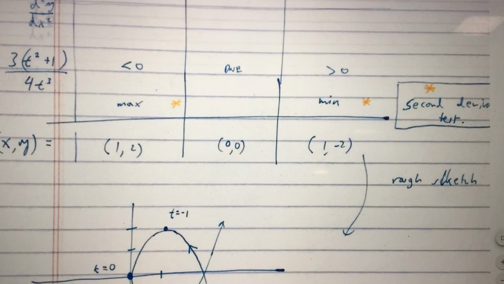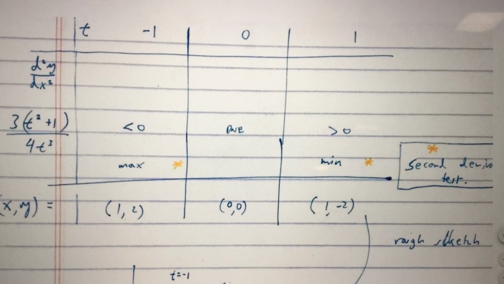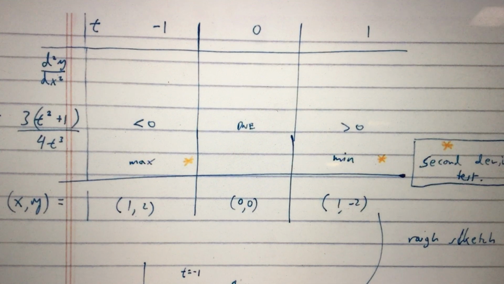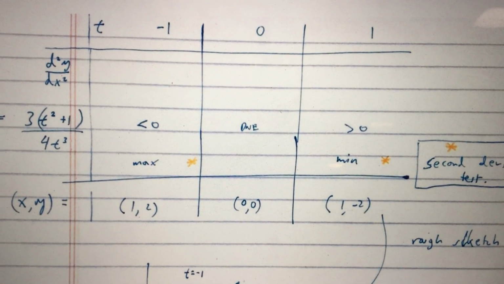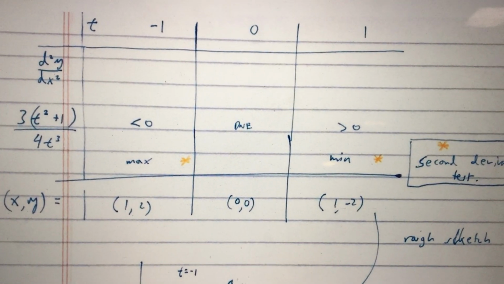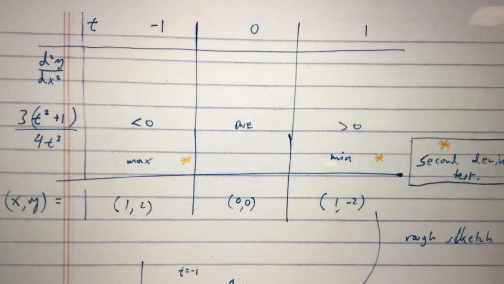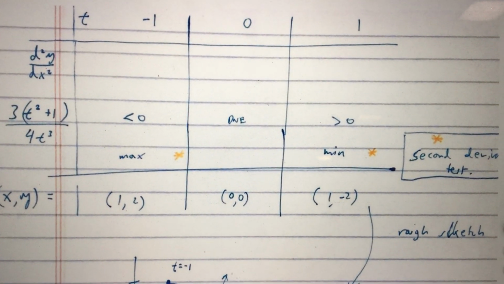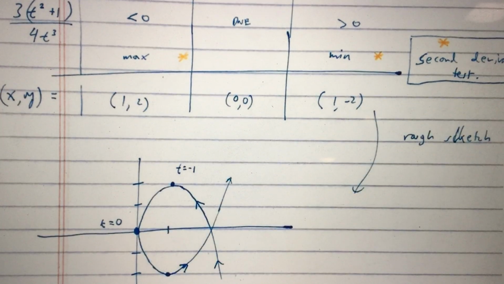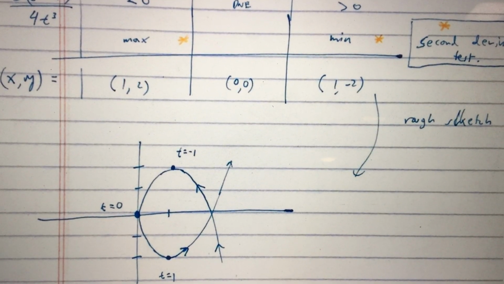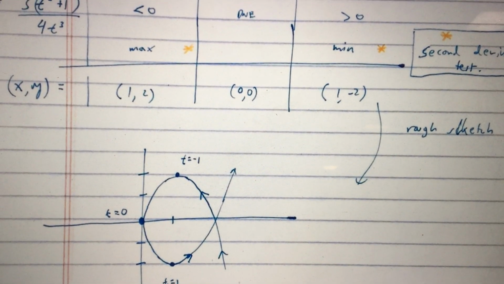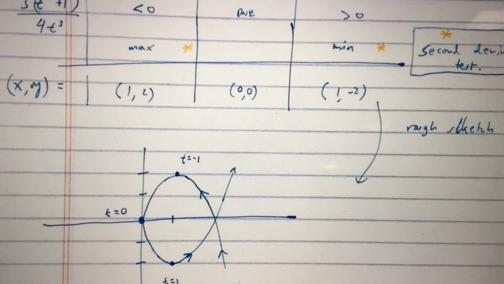Alright, so looking over here at t equals 1, if I plug that into the second derivative, I get a number greater than 0. This time it'll be 6/4. So that means concave up, which is a minimum. So there's t equals 1. If I look at the point t equals 1, (x, y) will be (1, -2).